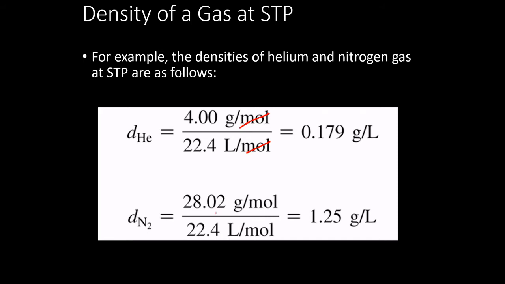And nitrogen, which is a larger atom, about 14 times larger, it correspondingly has a larger density. It is 1.25 grams per liter. So anytime we're trying to find the density of a gas and we actually know what the gas is, we have the molecular formula of the gas, all we have to do is just take its molar mass and divide by 22.4 liters per mole. And that will give us the density.